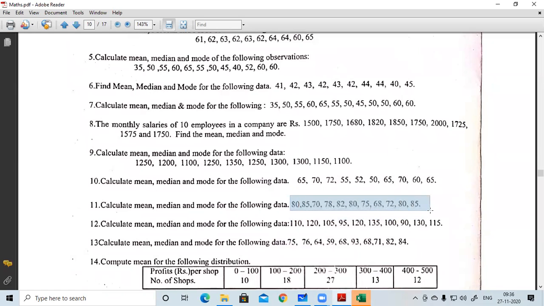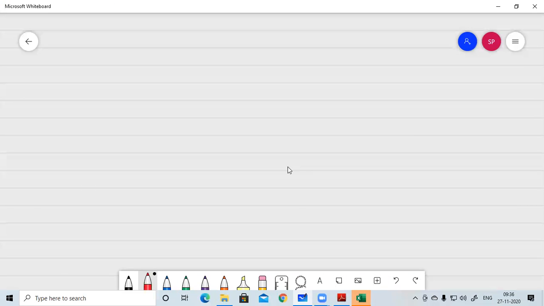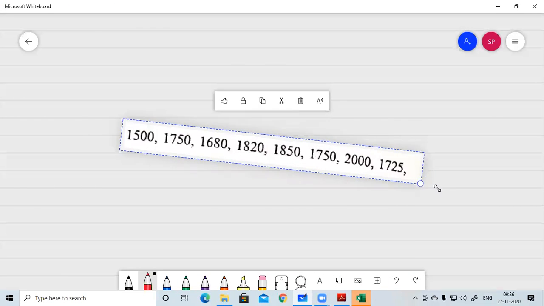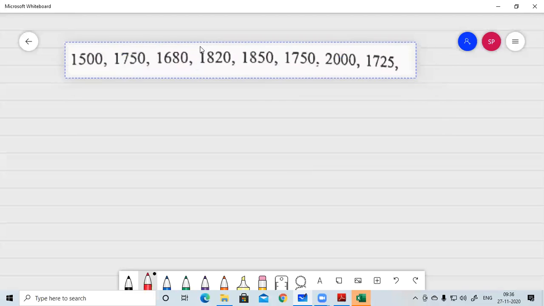Last time we were doing sums for ungrouped data. We were doing it for what data, children? Ungrouped data. We found mean, median, and mode. So today also we'll quickly go through the same, and we'll find mean, median, and mode for the data given. If you can see on the screen. Okay. So kindly copy the sum.